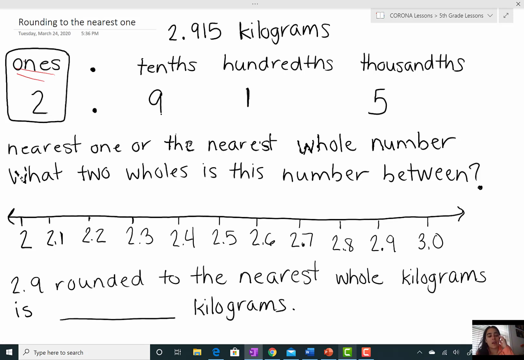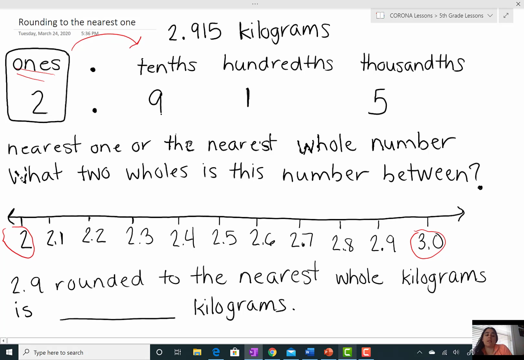So I need to think, what two whole numbers is this number between? And this is where it's tricky. We know the whole in this number is 2. So then what's the next whole that comes after it? Well, 3. And again, because I'm talking about the nearest whole, or the number in the ones place, I have to look next door to the digit in the tenths place to determine whether this number is going to be closer to 3 wholes or closer to 2 wholes.